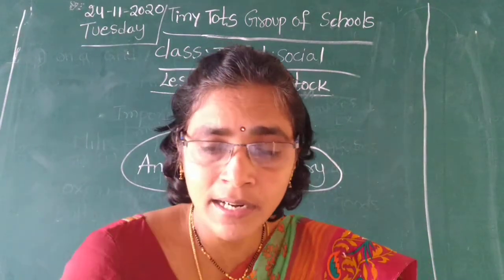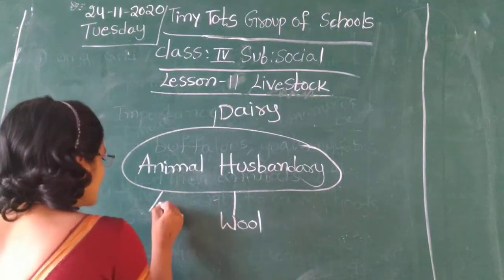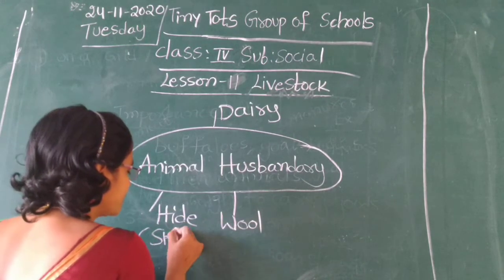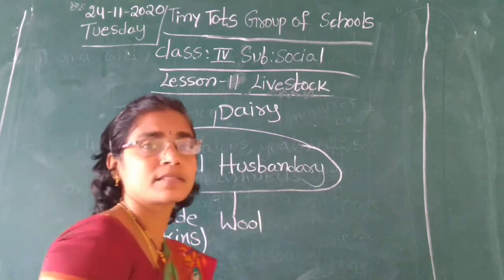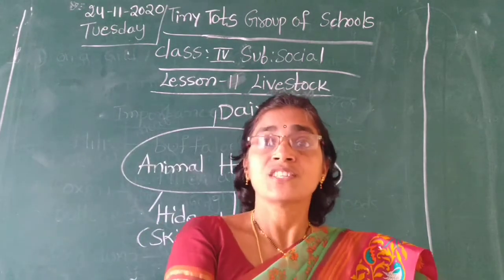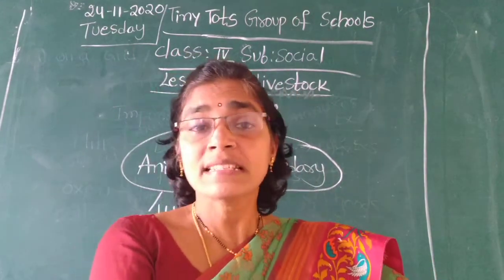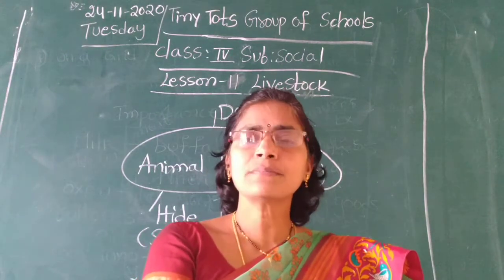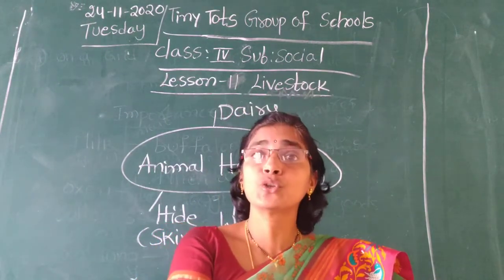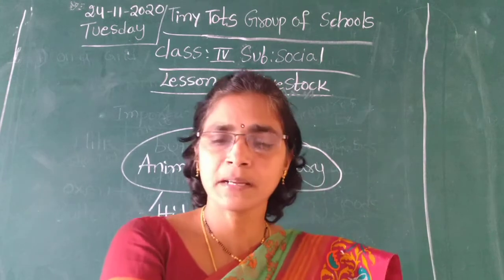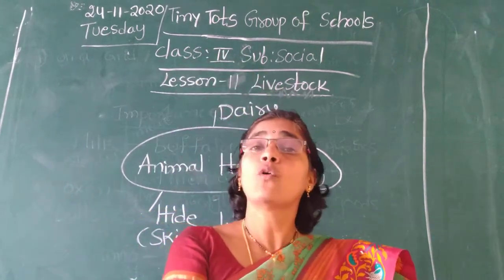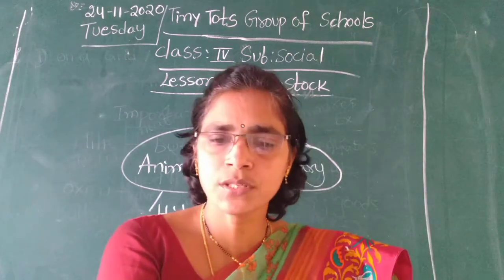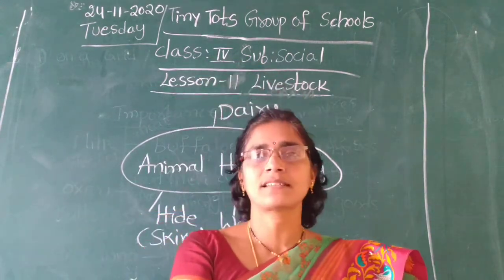Next one, hide. What is the third one? Hide. Hide means skins of animals. Skins means tholu. Chanipoyina jantula tholu. Skins of dead animals are called hides. Hides means tholu. Chanipoyina jantula pai charmanni olichi endabetti vatini vaadukotaani hides antaru. Hides are used to make shoes, belts, bags, etc.